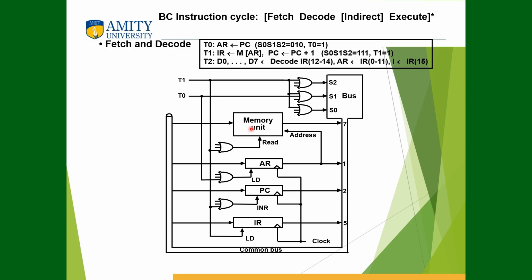We then also see that since T1 is 1, it is turning on the load for the instruction register, and it also increments the program counter. So it also refers to the read operation of the memory unit. Hence we are able to read from the memory, load it onto the bus and send it into the instruction register, as well as increment the program counter.